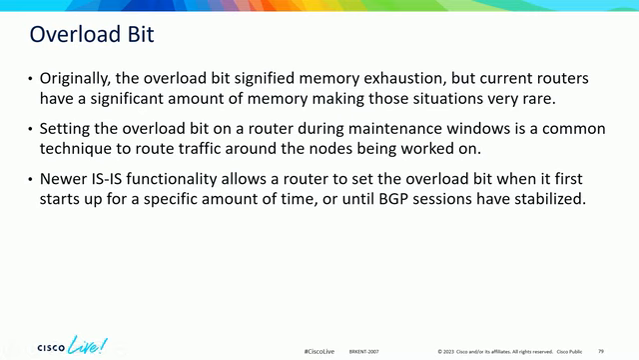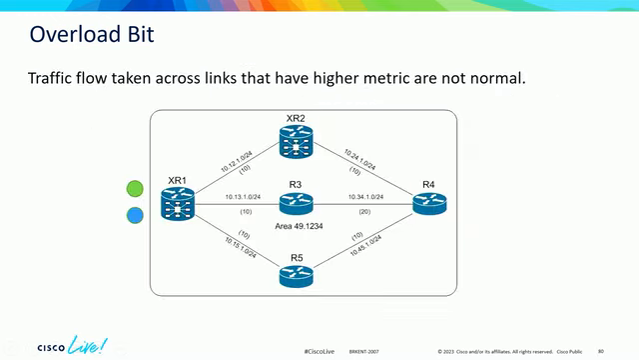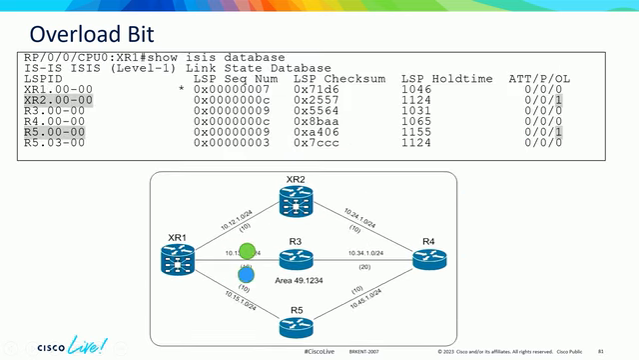Or for my service provider friends, while you're waiting for BGP to come up for initialization, you might have the overload bit in place for 2 to 3 minutes while you wait for your BGP table to establish and fully initialize. So that's kind of where that is. When you have the overload bit, we basically set it on XR2 and R5, and now traffic's taking the longer path, even though that's not the most optimal path. And you can see the overload bit when you look at the database, in the last column. The overload bit is indicated right there.